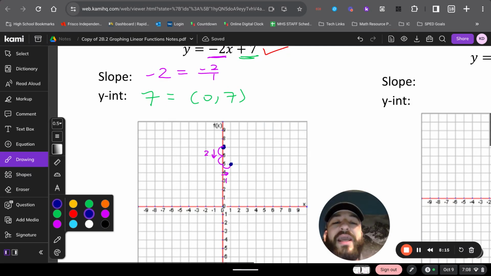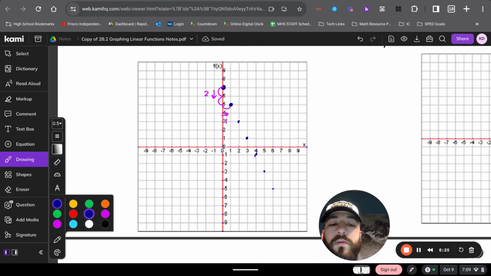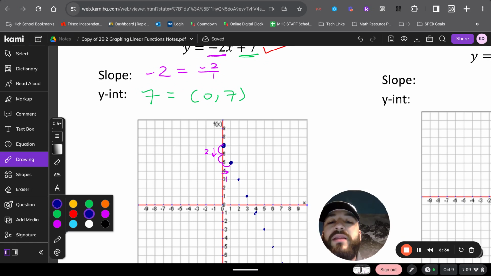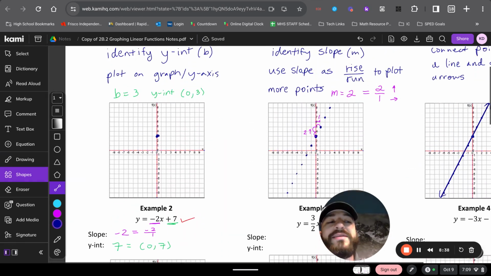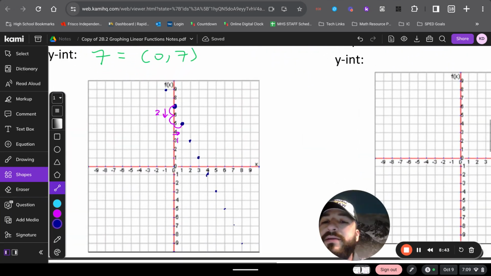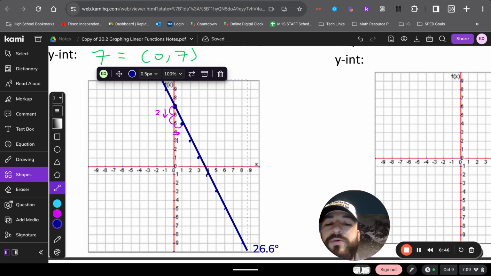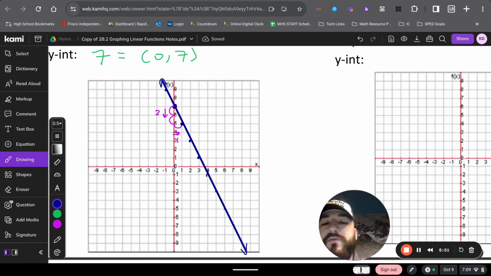And then, of course, I can repeat that if I want to get more points. So down 2 over 1, down 2 over 1. And then, of course, if I wanted to go in the other direction, left 2 and left 1 and up 2 to get some more points. And then once I have those points, step 3, connect our points with a line and add my arrows. So I'll connect my points through and add my arrows onto the end for that continuity.